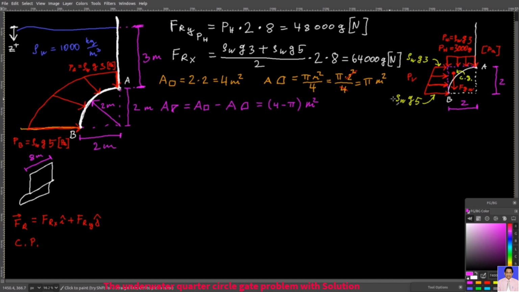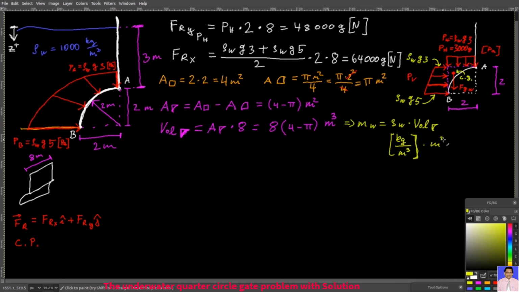But to get the volume of this pocket of water, you have to multiply that area by the length of the wall, so by 8 meters. So the volume of this pocket of water equals the area of this pocket of water times 8. And in the end, this is your result in cubic meters. So the mass of this pocket of water equals the density of water times the volume of the pocket of water. So you have kilograms per cubic meter times cubic meters, and you're left with kilograms, which is the unit of mass. If you multiply it together, then this will be your result.